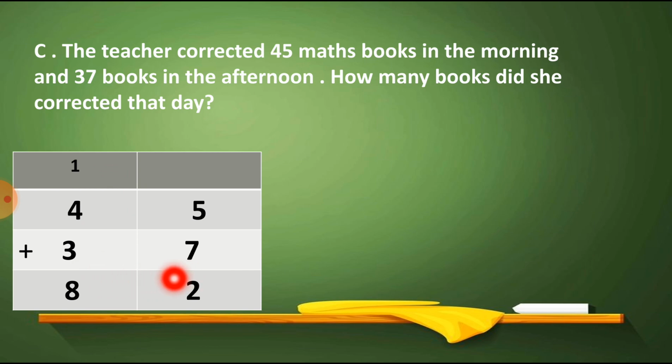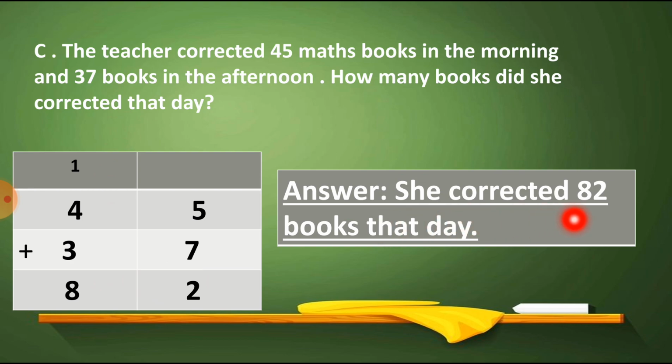So here is our answer, 82. How many books did she correct that day? She corrected 82 books that day. So we have to write down the answer in a sentence as we did in the previous examples. So here we write down the answer this way: she corrected 82 books that day. So here is the answer, students. You have to write down the answers this way.